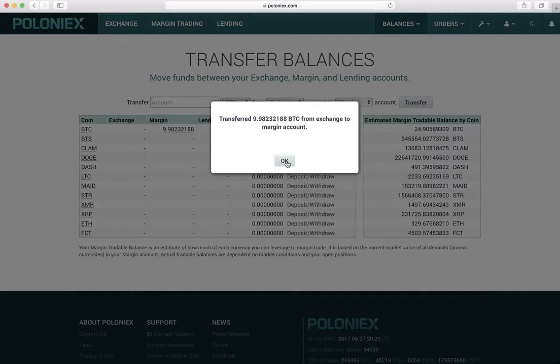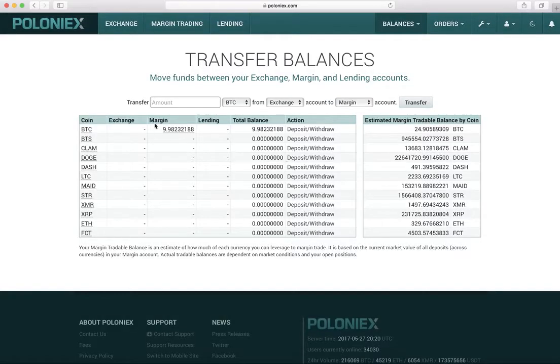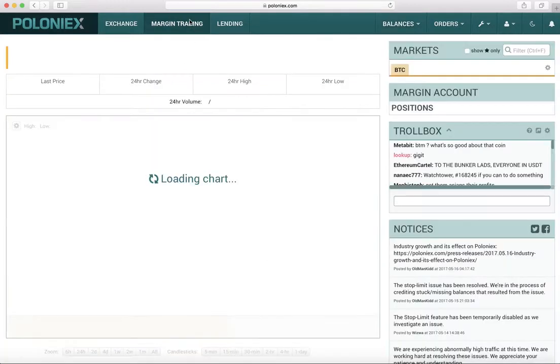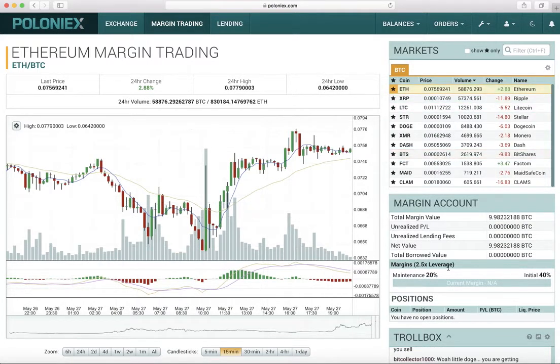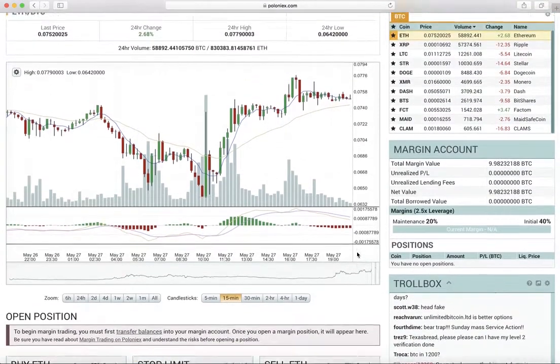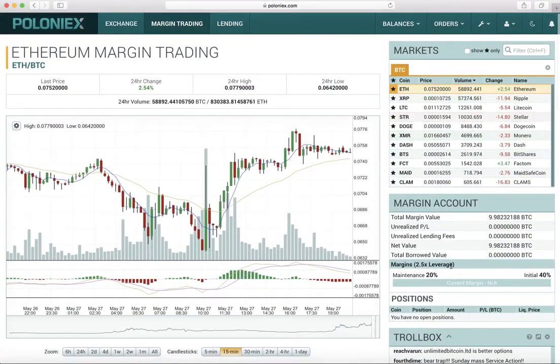Transferred exchange to margin. All right, so now you can see that that Bitcoin is now off of the exchange and on the margin trading. So you click back to margin trading. This is leveraged trading. You are allowed to buy or sell 2.5 times more than whatever you deposit on here. I highly advise against that because that makes it very risky. They could liquidate your position if it moves just slightly.